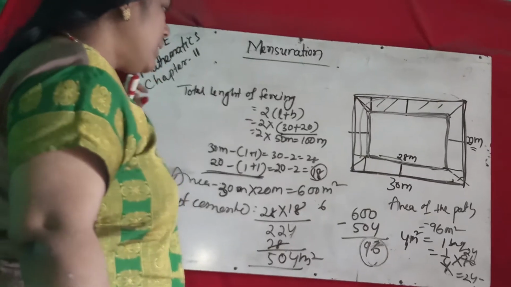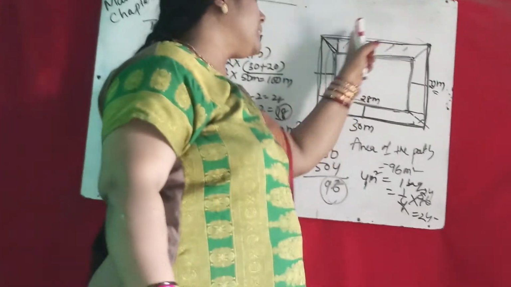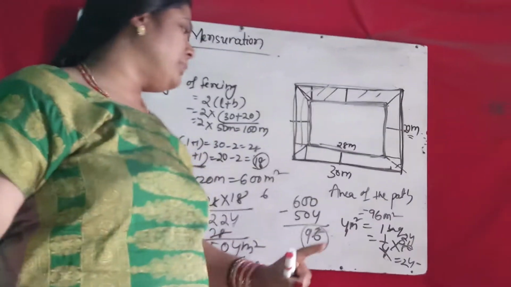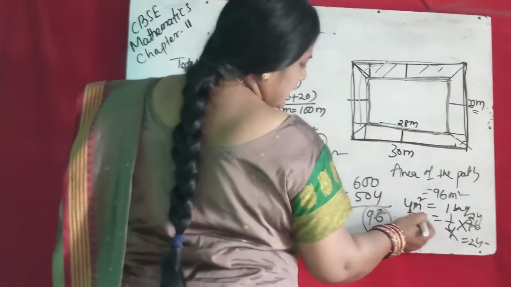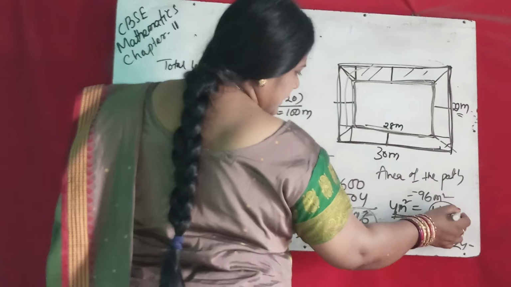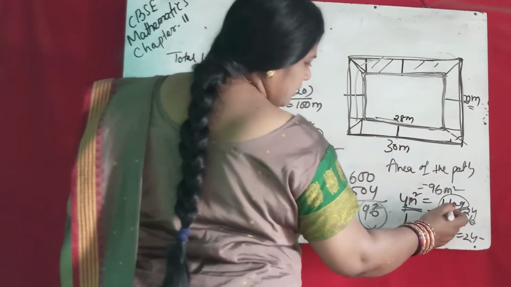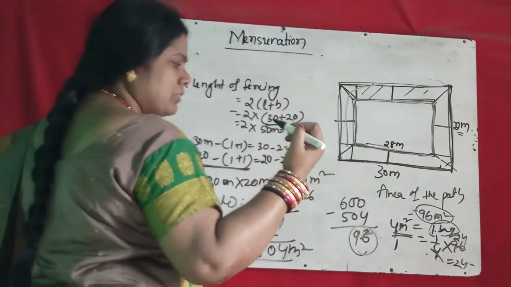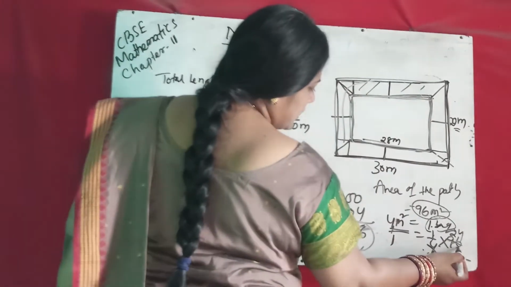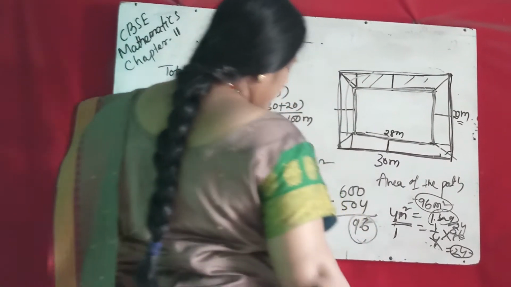Okay. So the question is again, if it is cemented, for 4 square meter, 1 bag is needed. Then 4 meter square needs 1 bag of cement. For 1 meter square, 1 by 4. Your area of the path is 96 meter square. For 96 meter square, you need 24 bags.